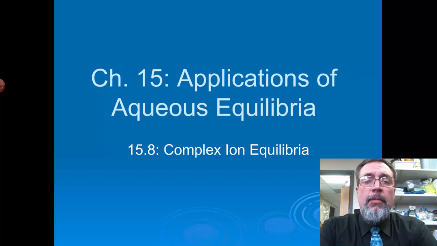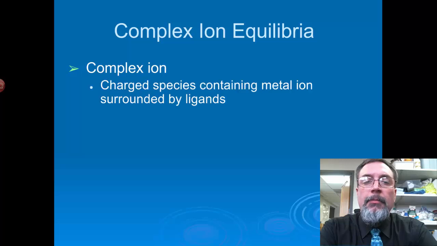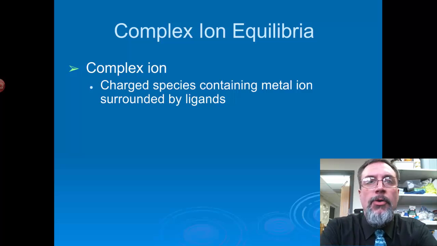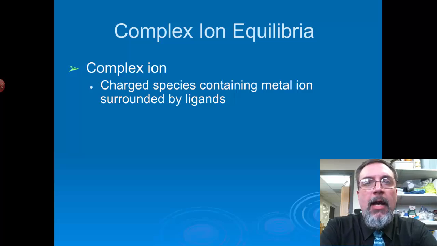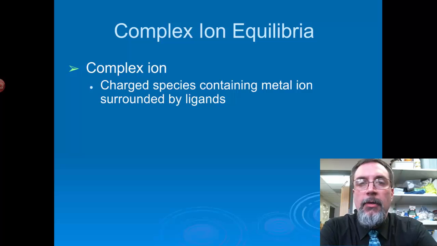The last thing we're going to talk about in this chapter is complex ion equilibrium. So a complex ion is a charged species. It's an ion. It contains a metal surrounded by ligands. Now, ligand is a fancy term that means molecules, mostly neutral molecules, that are associated with or attracted to the metal because of interactions between lone pairs of electrons and the metal's high charge, for example.